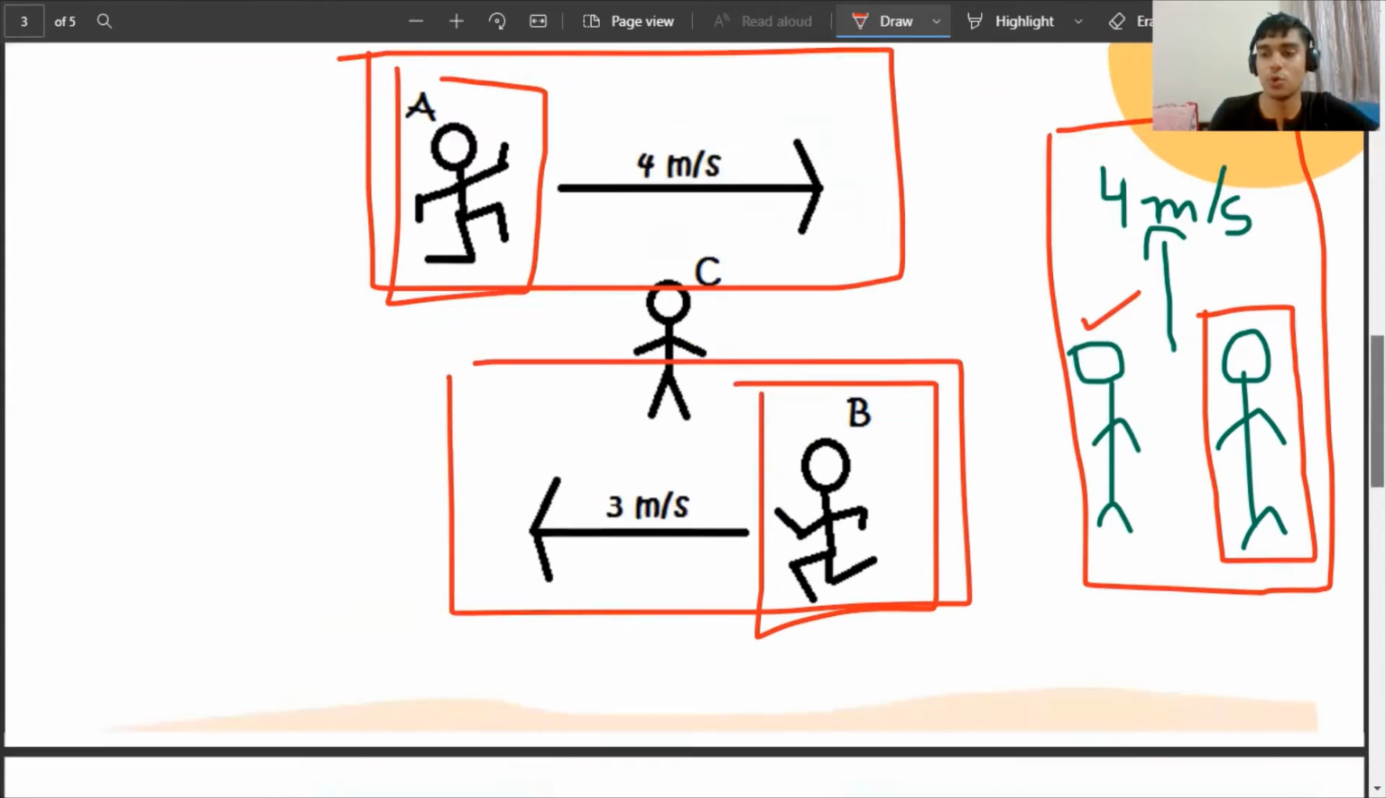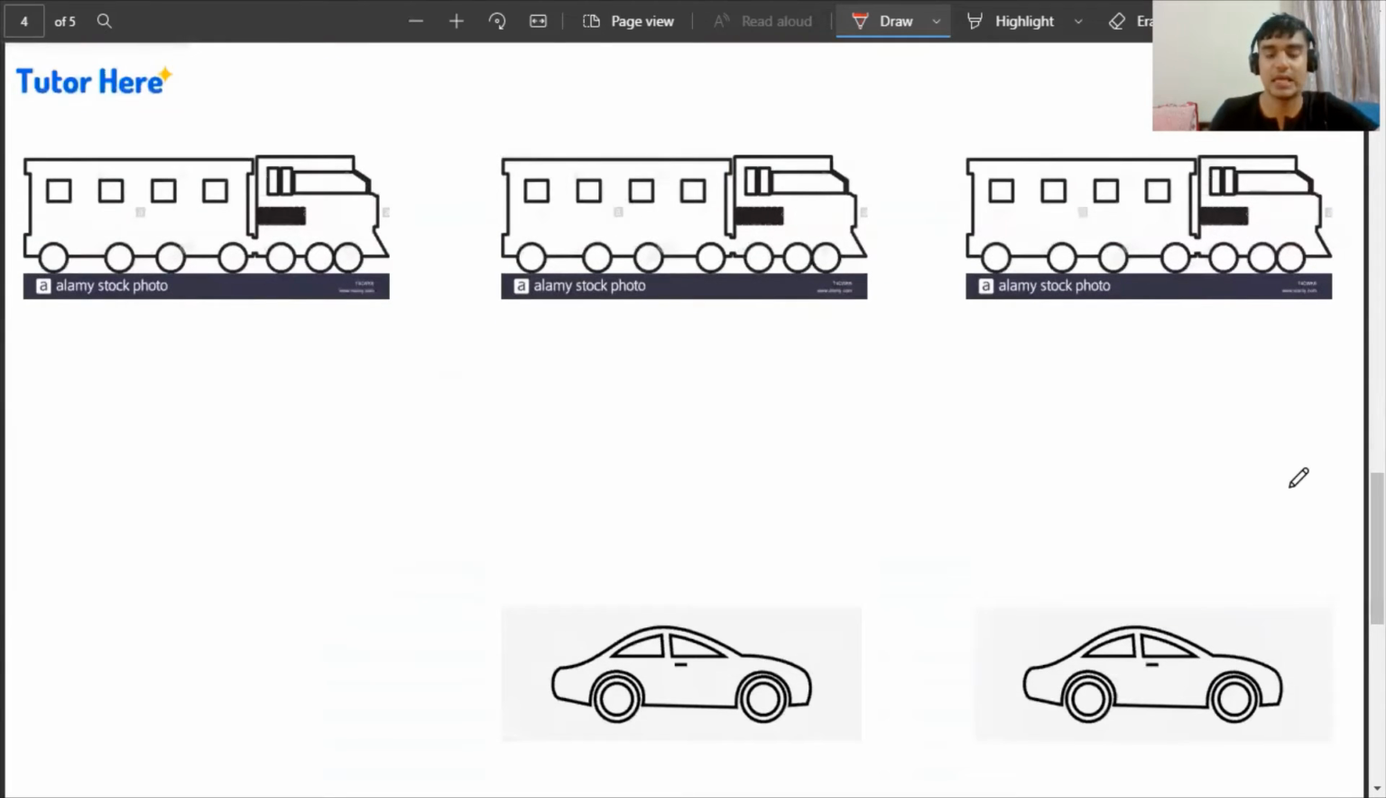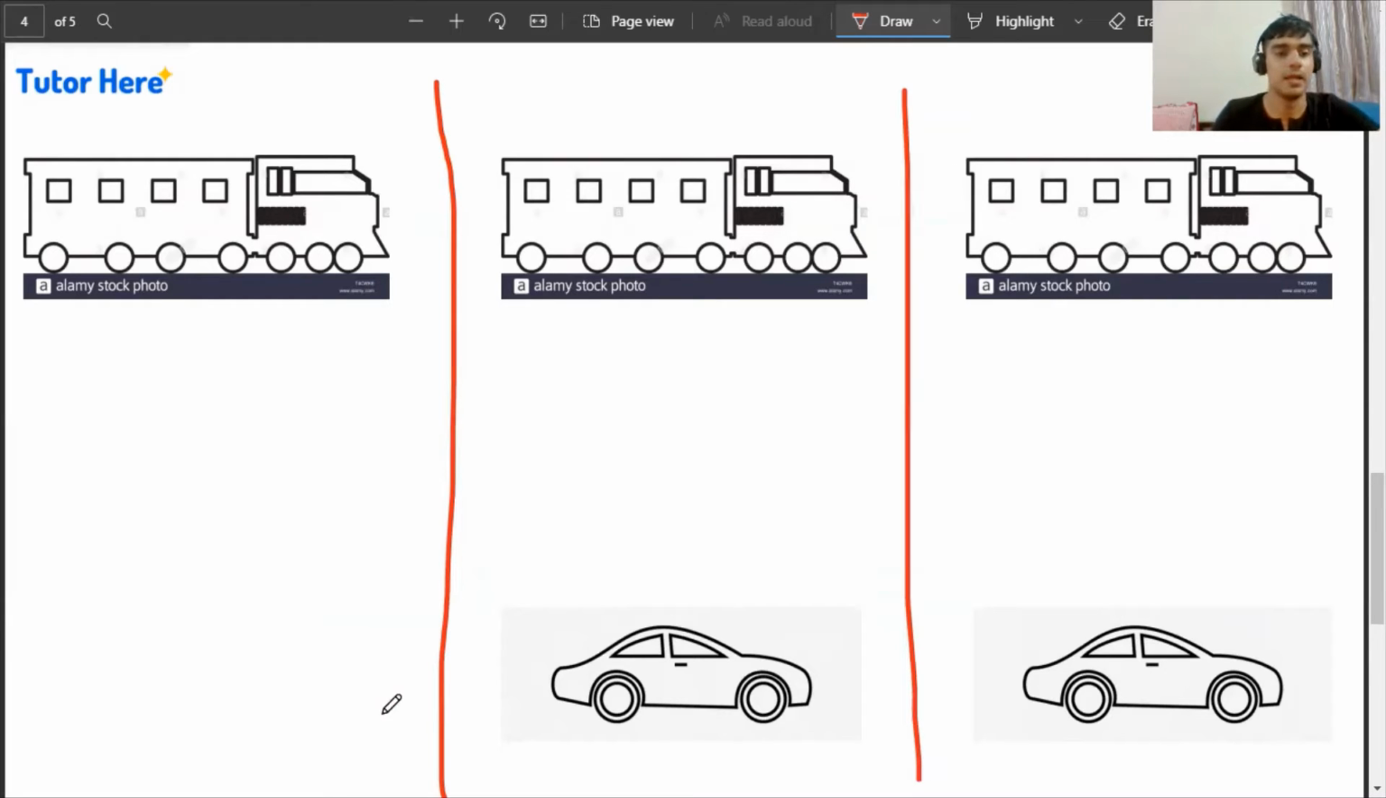So let's go to a final example. This is a three scenario case. So here are three scenarios. Let's say this is the ground. Let me just make the ground here.